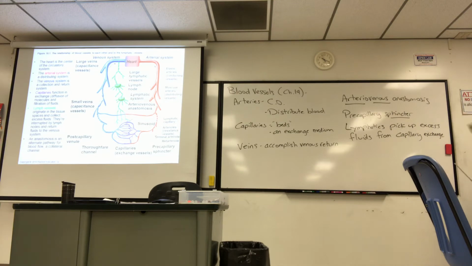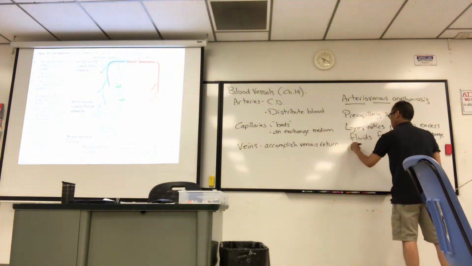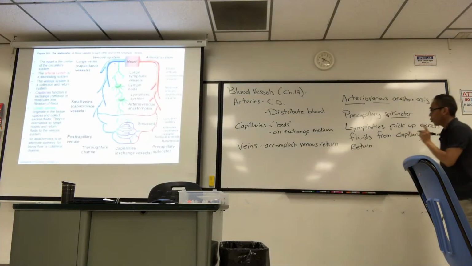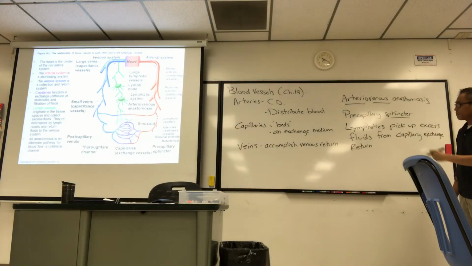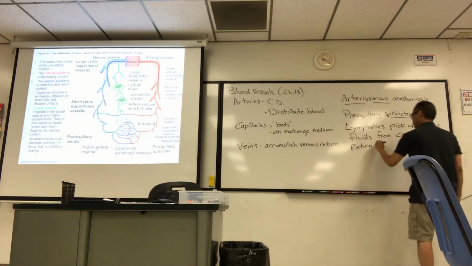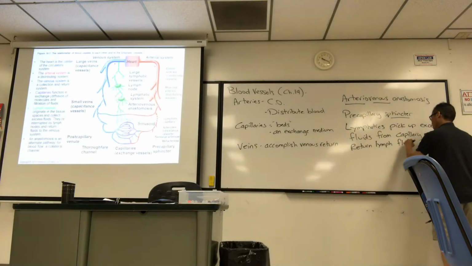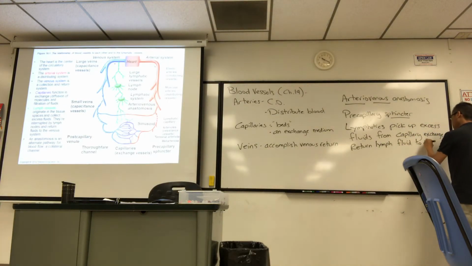And notice, as the diagram illustrates, you return that fluid to venous blood. It's called lymph. When the excess fluid gets inside of the lymphatic vessels, we call it lymph. Lymph is fluid. Return lymph fluid to venous blood.